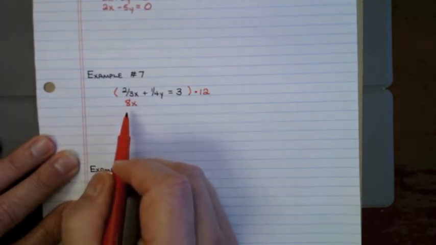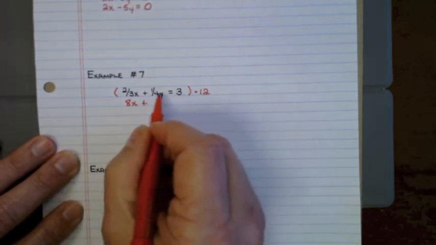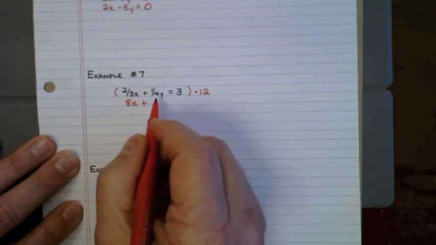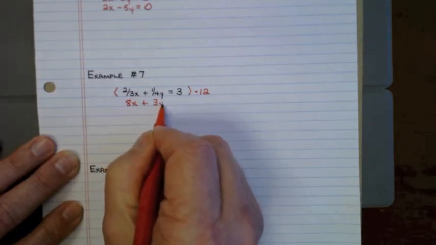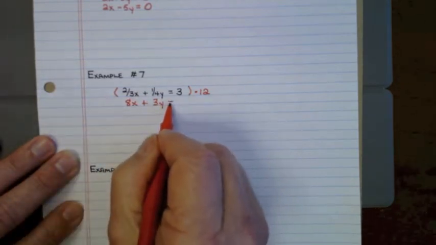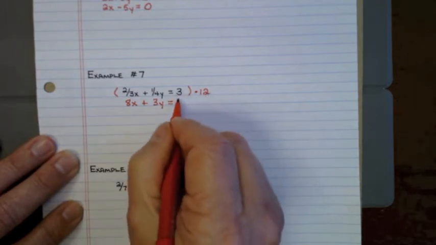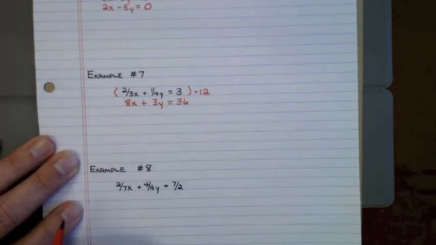So I've got 8x plus 12 times 1 is 12 divided by 4 is 3. Make sure I put that y with it. Is equal to 3 times 12 is 36.